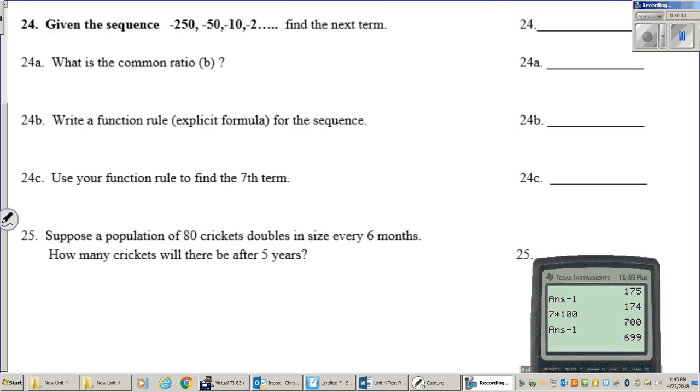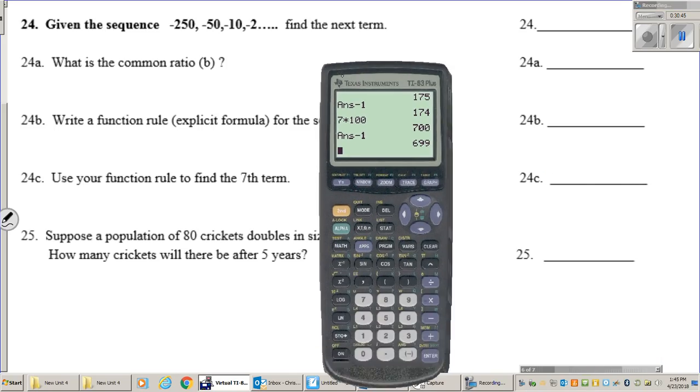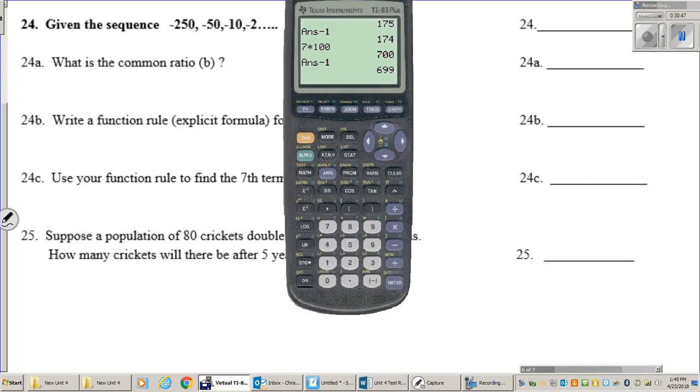Okay, for number 24, we're given the sequence negative 250, negative 50, negative 10, negative 2. Find the next term. So we're looking for the next term. So I need to identify the pattern. I notice these numbers are changing pretty rapidly, so that makes me think that this is exponential or a geometric sequence, so I'm just going to work backwards and divide.